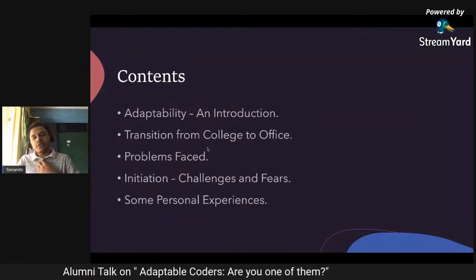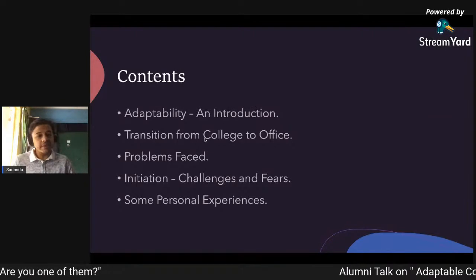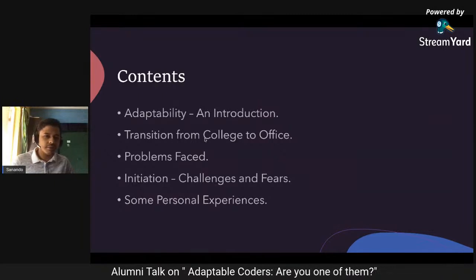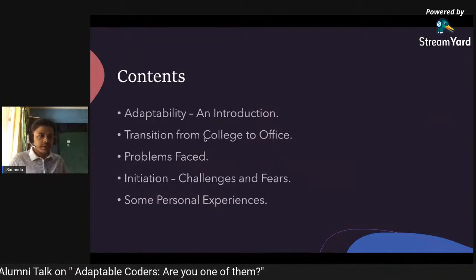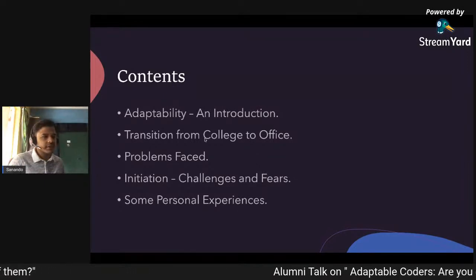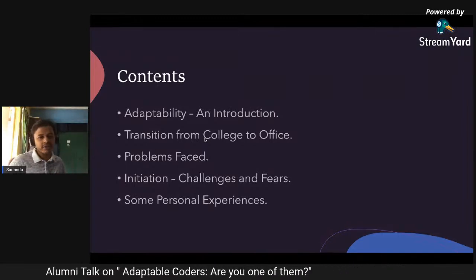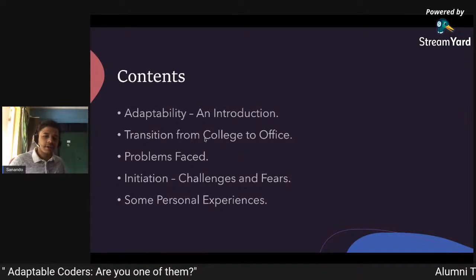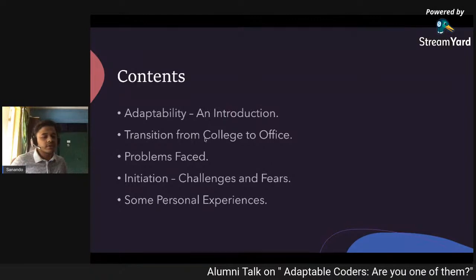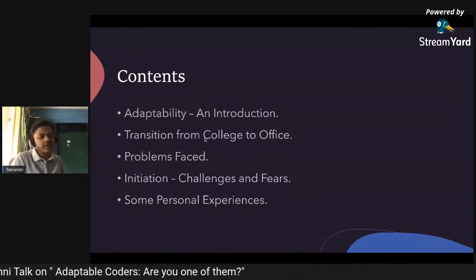So I'll be giving a little introduction about adaptability and what it means in the transition from college to a workplace, where the workload does not change much, except that instead of marks you're paid in money, and instead of bad marks you face the possibility of losing your job. Then, the problems faced during this transition from college to office.